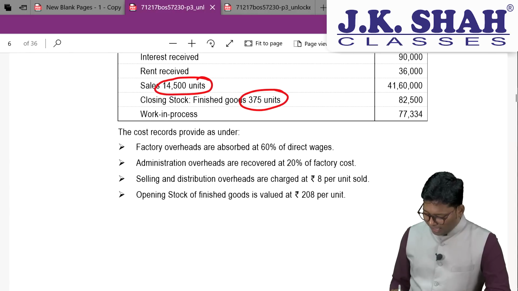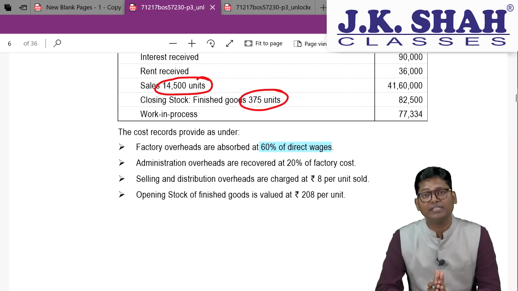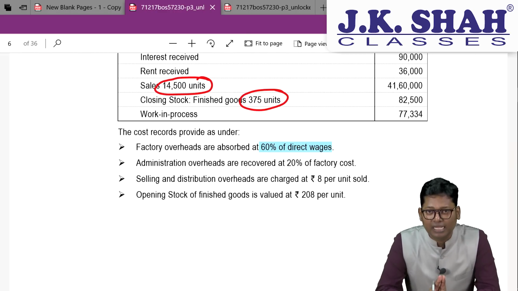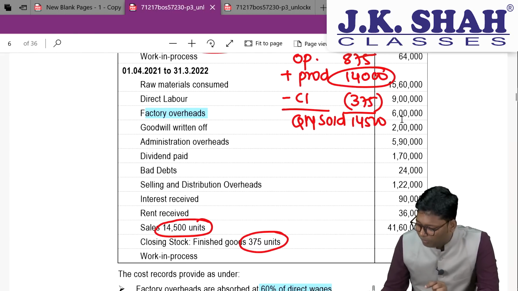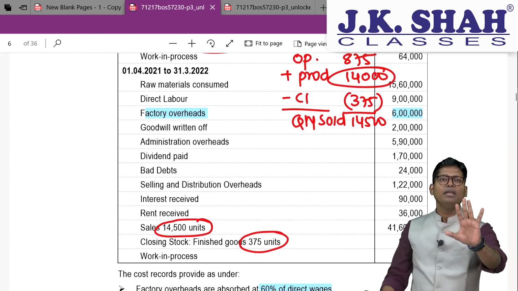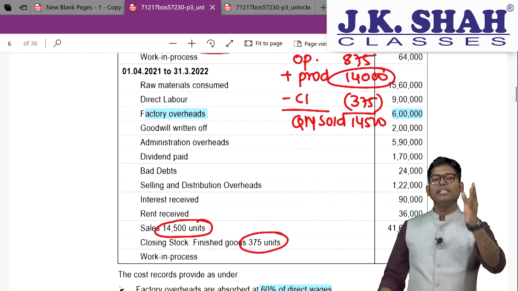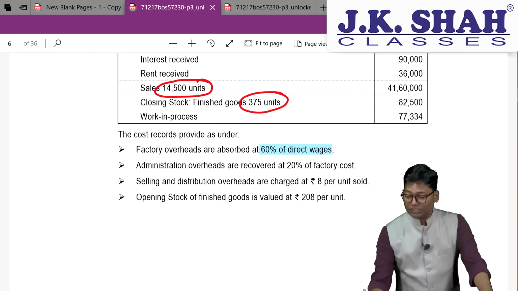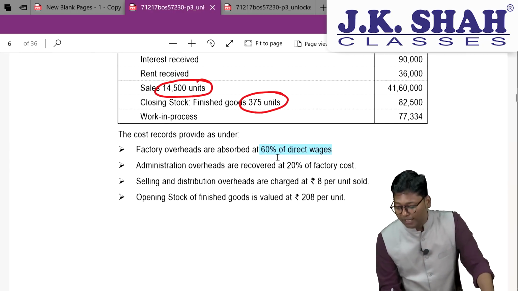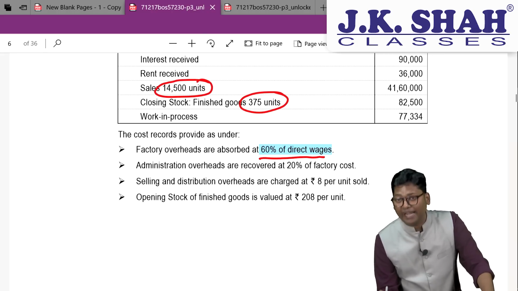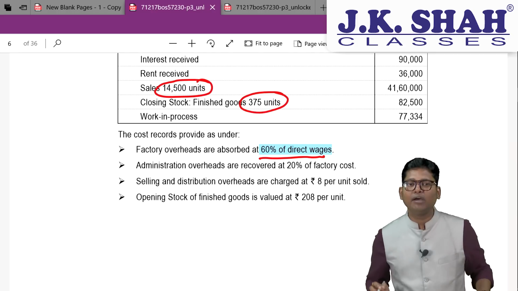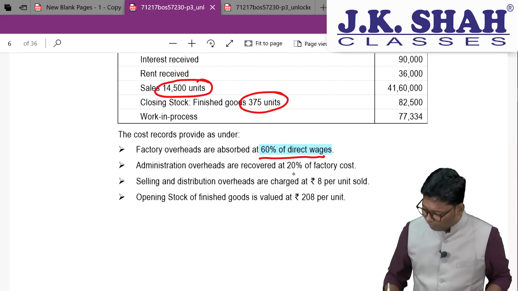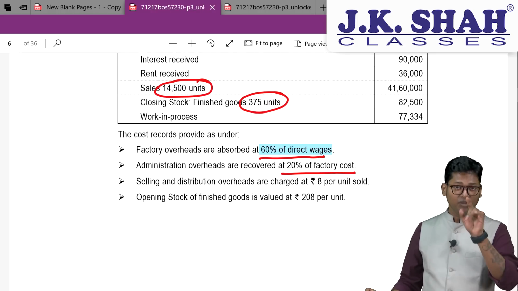Cost records are provided as under: factory overheads are to be absorbed at 60% of direct wages. If you are preparing cost records, then the factory overhead given in the question, this amount of 6 lakh rupees, we are not going to show, because this is financial information. As far as cost information is concerned, we should separately calculate the factory overhead, to be computed at a rate of 60% of the wage amount. Same way, the recovery rate for administration overhead is also given, which is to be used in our cost records.